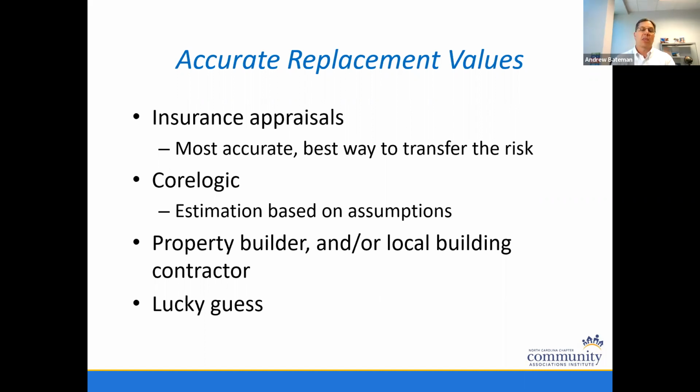The biggest thing is your board of directors need to ask the questions of the agent. Where are these numbers coming from? Where did they come from? Where can we get them?